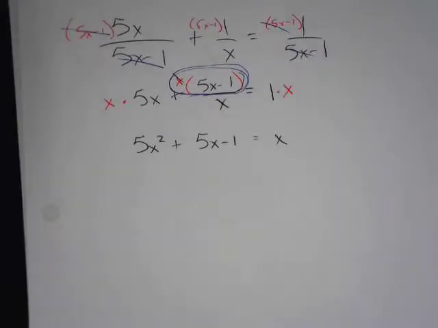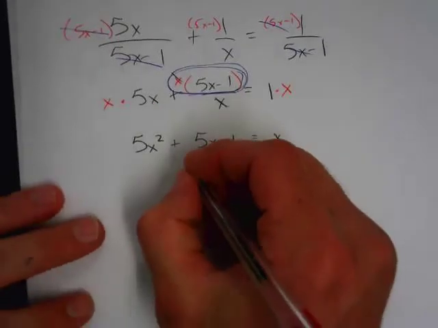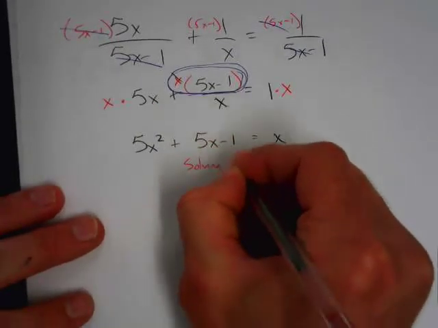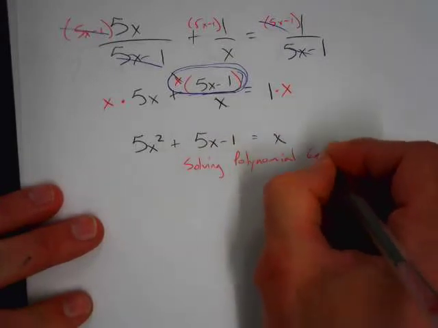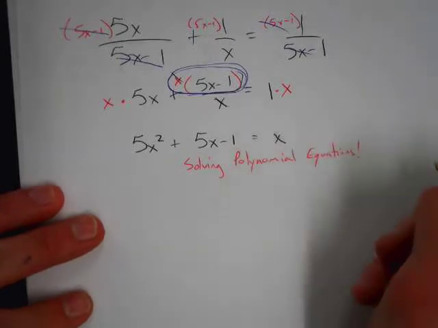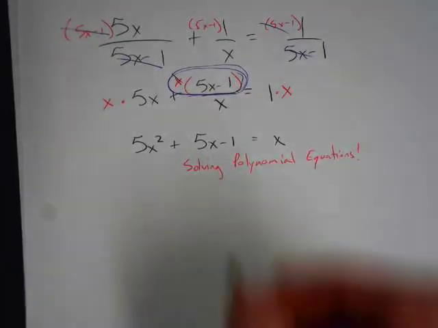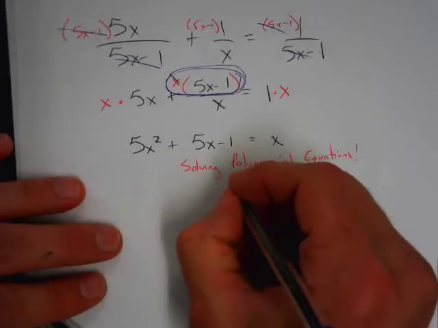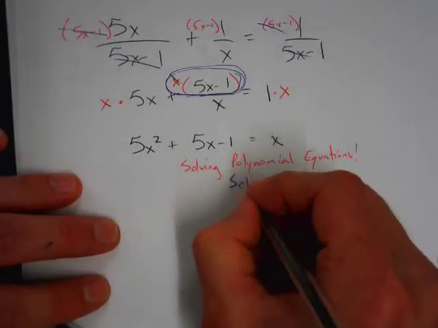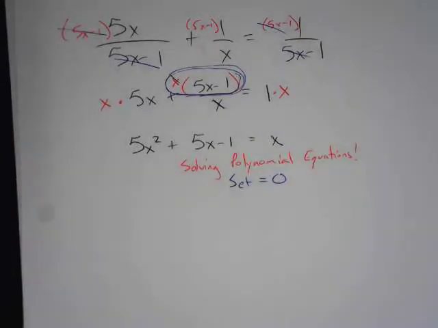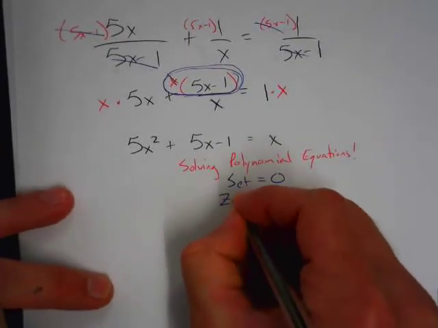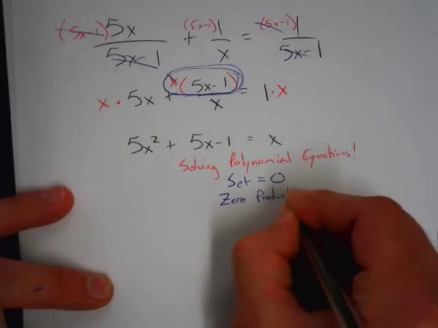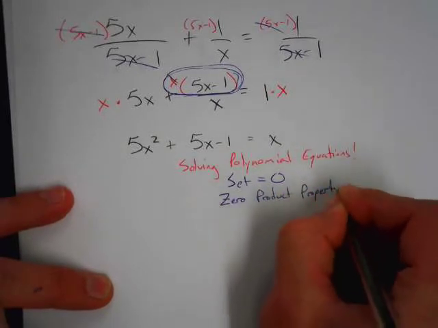We need to remember a previous lesson on solving polynomial equations. We've done this before. How do we solve polynomial equations? You should be saying it with me. Starts with an S, ends in et equal to 0. We're going to set everything equal to 0, and then we use, what do we use? That's right, starts with a Z, ends in zero product property.